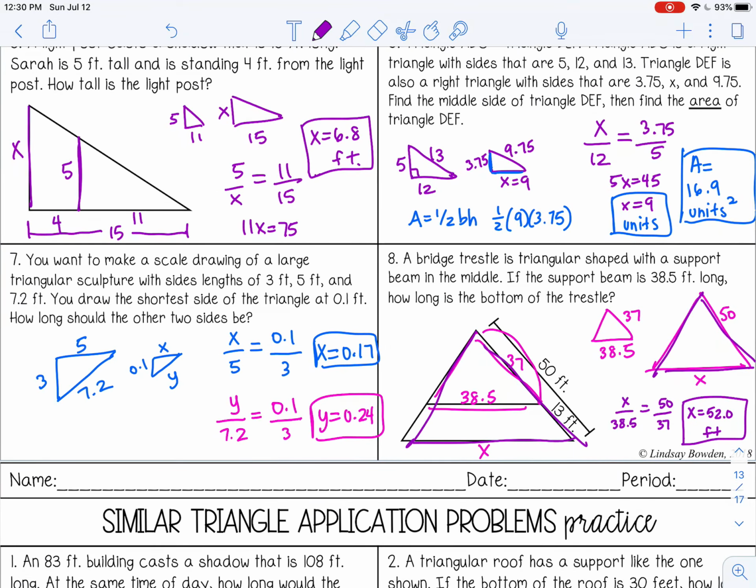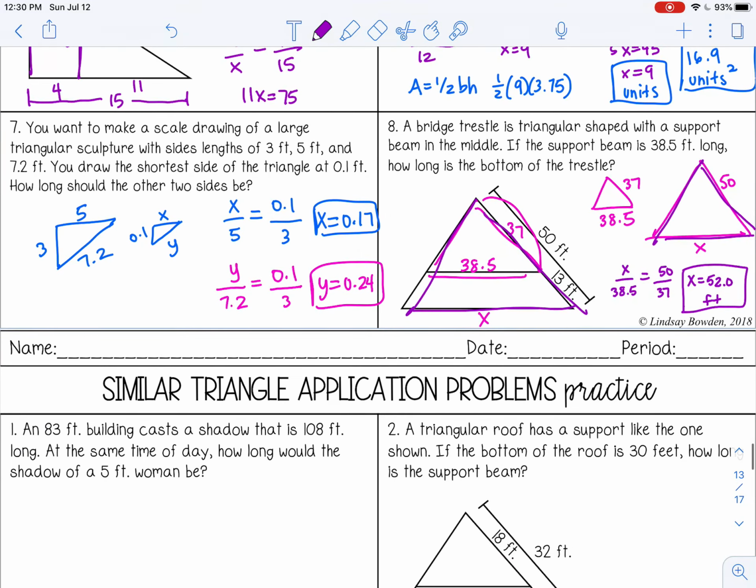Okay, you can go ahead and stop the video now and complete similar triangle application practice problems and check it with your teacher.